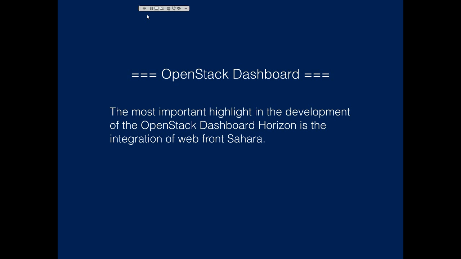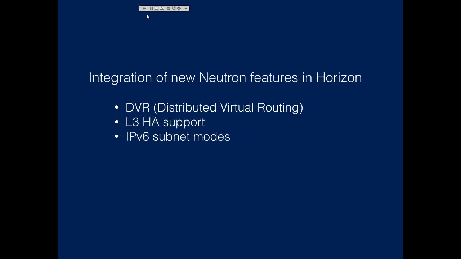In the dashboard in Juno, we had some new features related to Neutron. We have DVR support in the dashboard, we have L3 HA support, and we also have IPv6 subnet modes, RA mode, and address mode support.